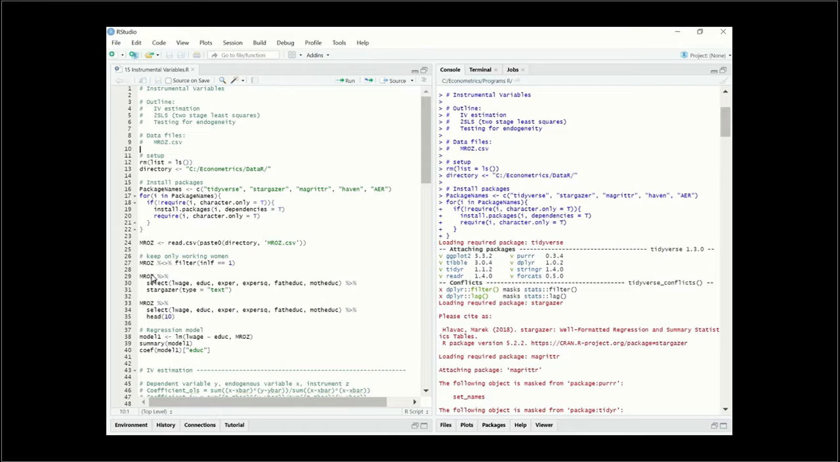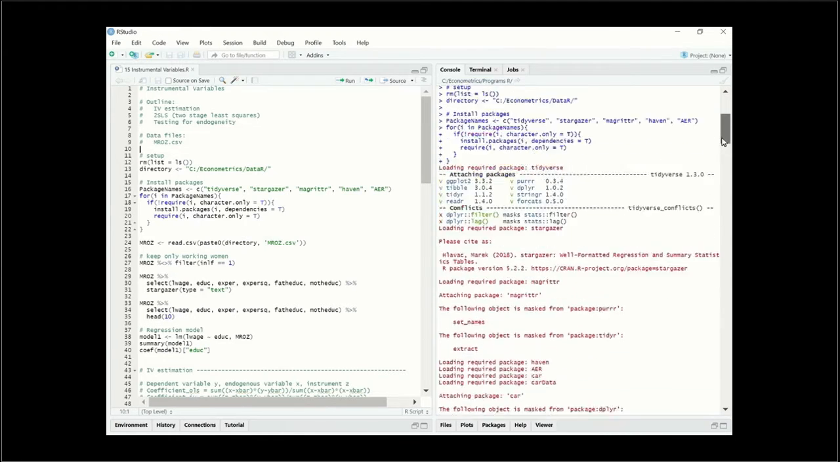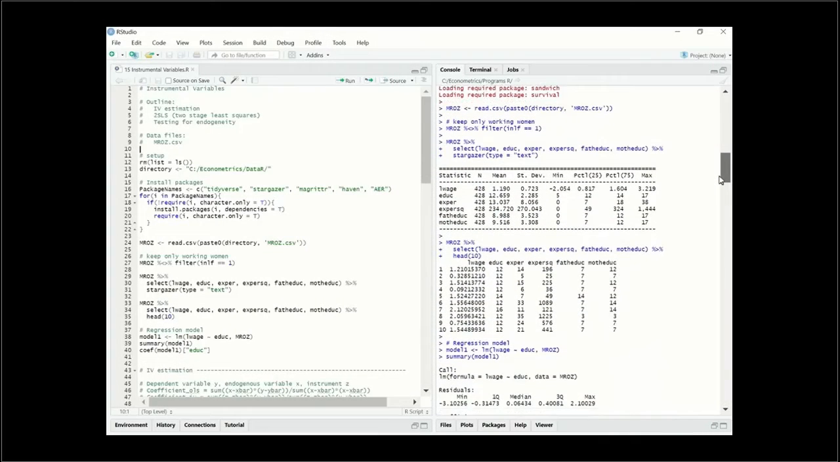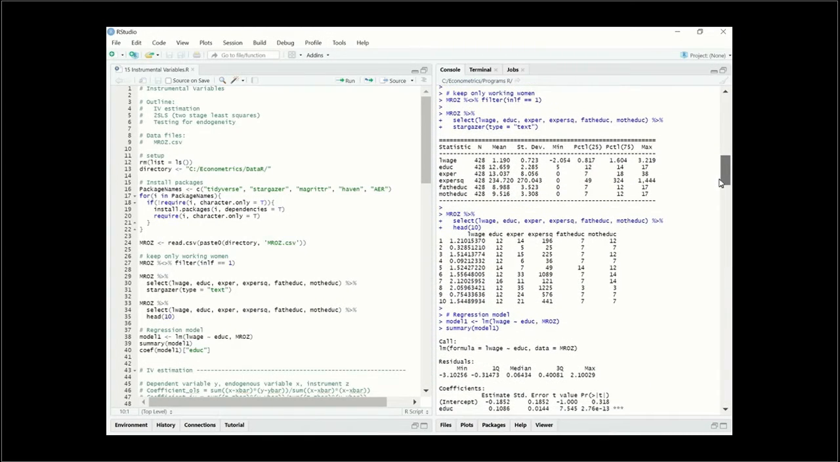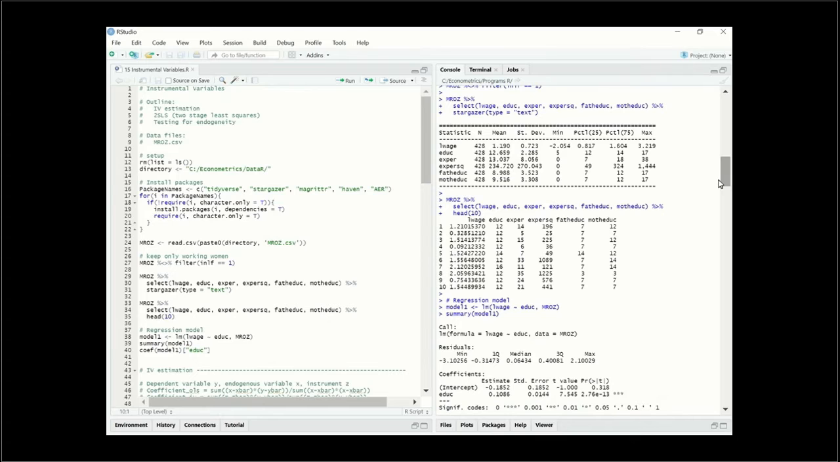So now let's, from this data frame, select the variables log wage, education, experience, experience square, father's education, and mother's education, and use Stargazer to summarize the data and then look into the first 10 observations of the data set. So here's the data set that we have, and this is data for only working women. And we're looking at the first 10 observations.